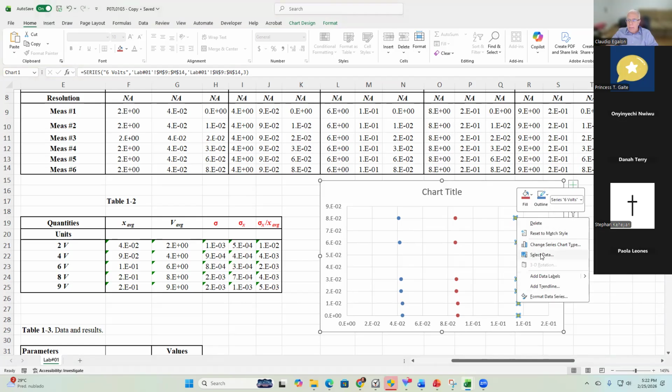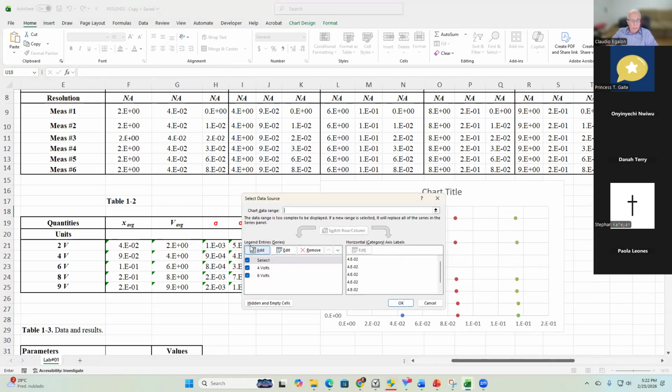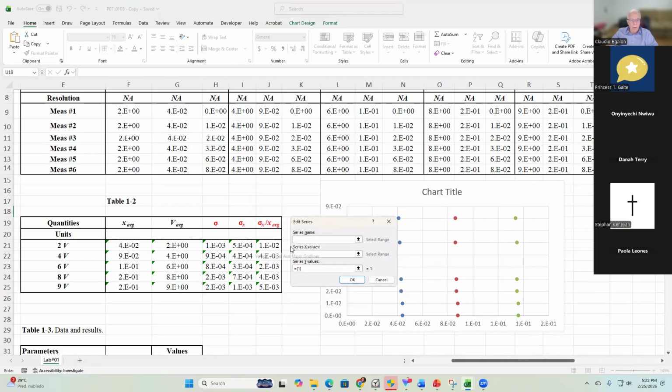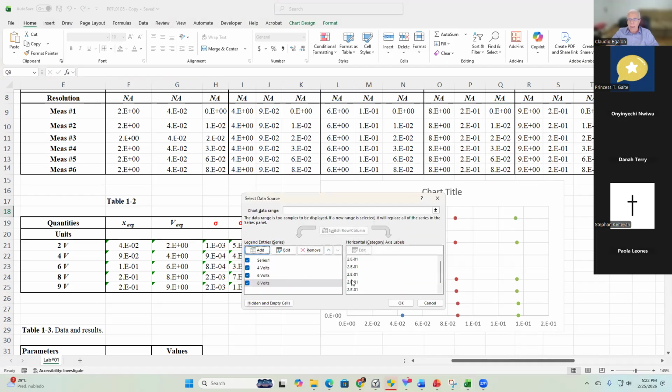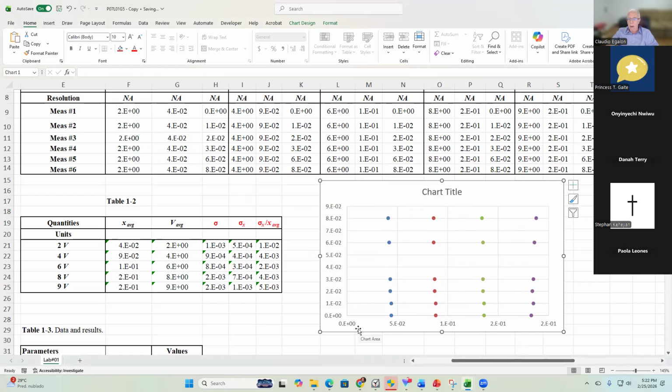Right click, select data, add. I forgot to do the add. Right, here you go. Now I type 8 volts. Remember, as you do that for the first time, you're going to make some mistakes along the way, so just be patient. Then you follow the instructions and you will eventually get everything right. Here you go, Y. Okay, and now I have my next set of data points.